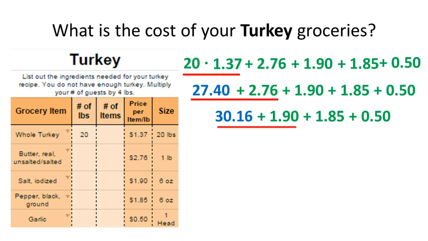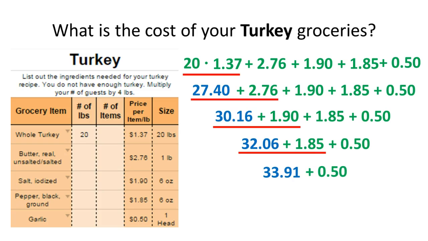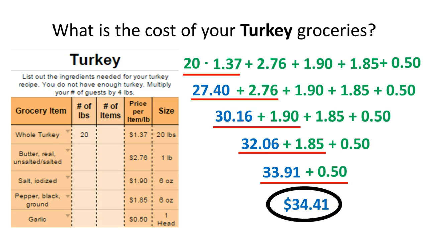Hopefully you continue to follow the order of operations. Underline, evaluate, rewrite. Underline, evaluate, rewrite. Underline, evaluate, and there's my final answer, $34.41. Remember to circle or box your answer just so you make it easier for your own uses to find the answer and for the grader's uses to find the answer.